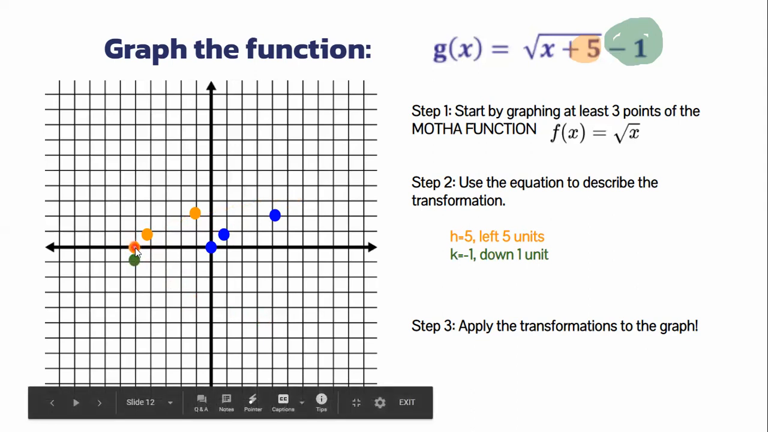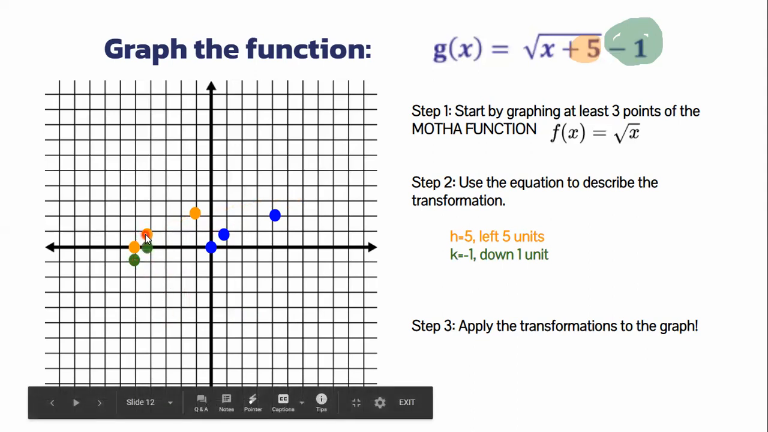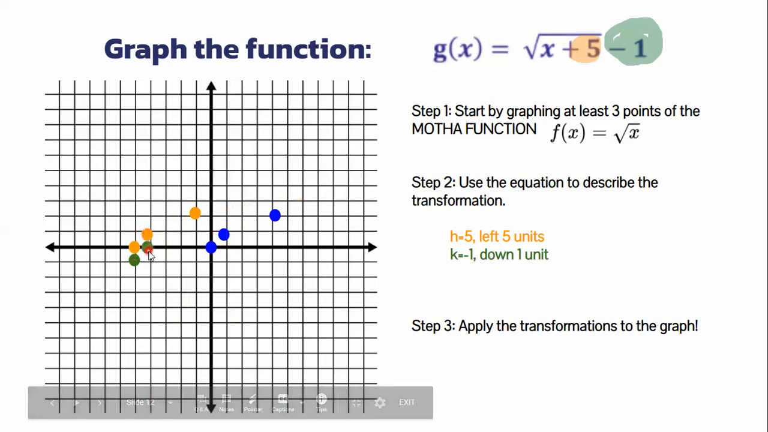So from this point, -5, 0, we're going to go to -5, -1. -4, 1 goes to -4, 0, down 1 unit. And this dot is going to go down 1 unit to -1, 1. Connect the dots, and voila, you have officially transformed the square root of x to the square root of x plus 5 minus 1.